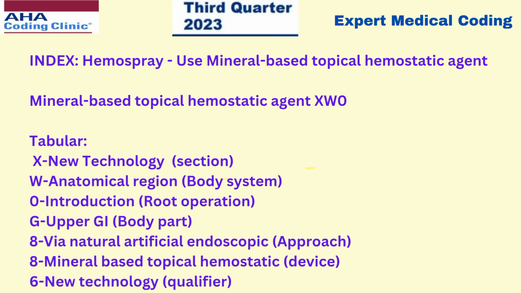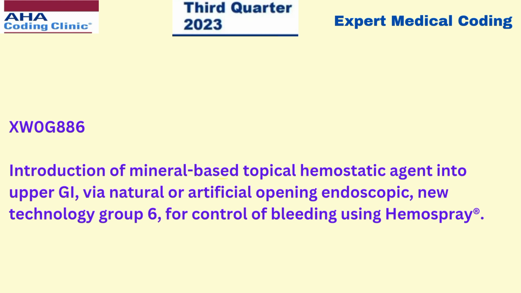So the code will be XW0G886, that is introduction of mineral based topical hemostatic agent into upper GI via natural or artificial opening endoscopic, new technology group 6 for control of bleeding using hemospray. So this is the code for hemospray.